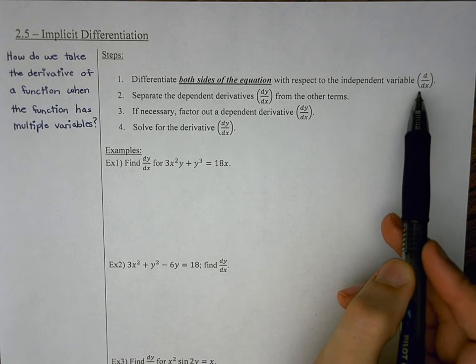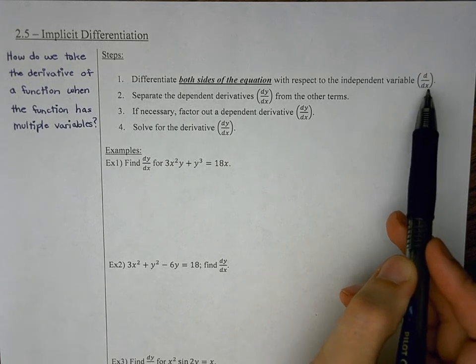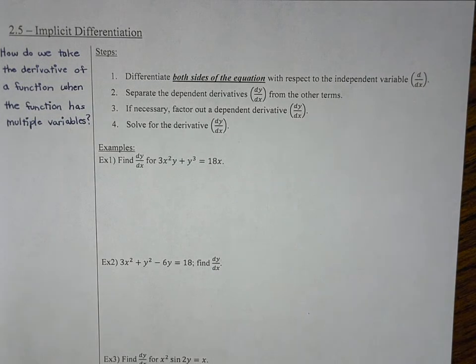However, next semester, we're going to look at something called related rates, in which case we would be using d/dt, because t happens to be the independent variable. It also could be d/d theta, right? Just whatever that independent variable happens to be.